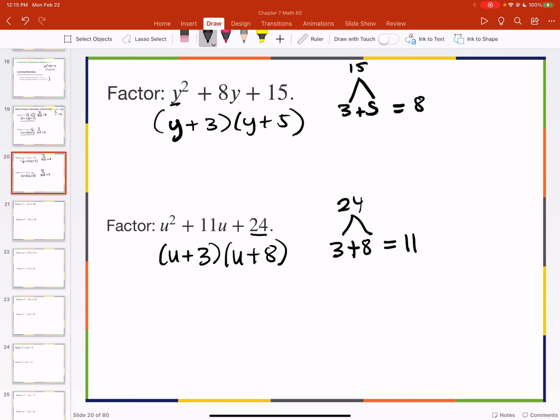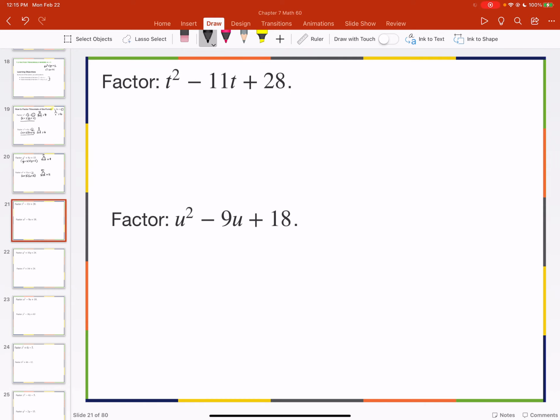Let's do a few more. What if you have a negative? Oh, that's interesting. You have a positive 28, but you want to combine the factors so that it ends up being negative 11. So what factors of 28 add up to negative 11?